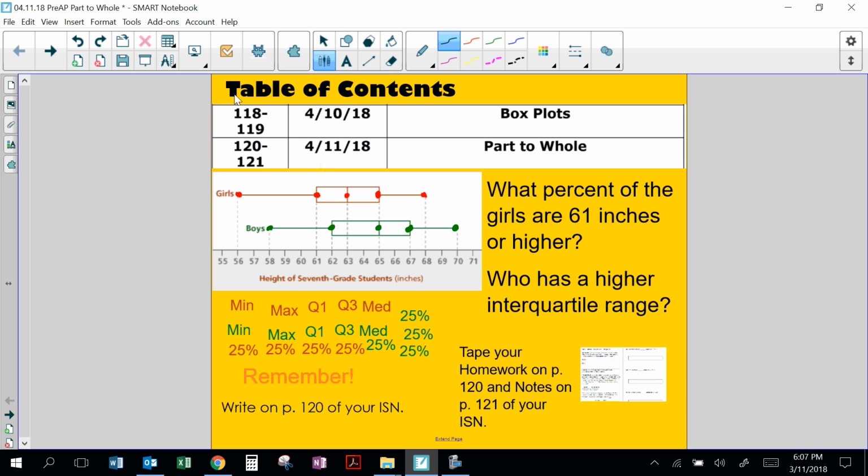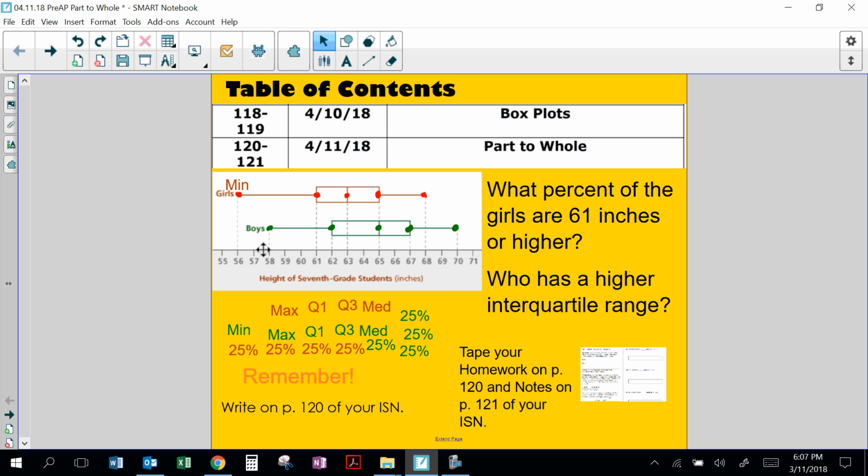Welcome. This video is over part-to-whole relationships concerning bar graphs, circle graphs, and dot plots. So here are two box plots. They're about girls and boys and their height as 7th grade students in inches. Before I even do anything, I'm going to first move and label these.